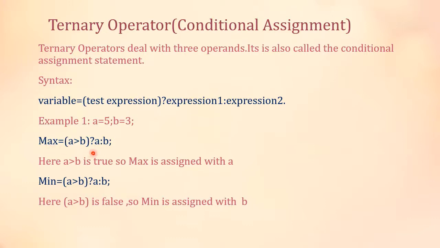Max will hold a value either A or B based on this condition, A greater than B. Max will hold a value A when A greater than B is true. Max will hold a value B when A greater than B is false. Here in our example, max will hold a value of A. Why A? Because here 5 is greater than 3. Okay. So how can we find out the minimum?